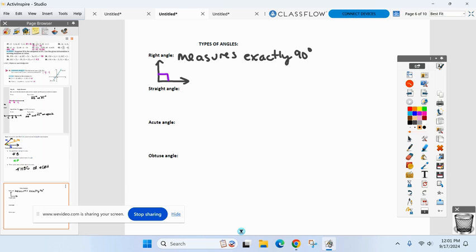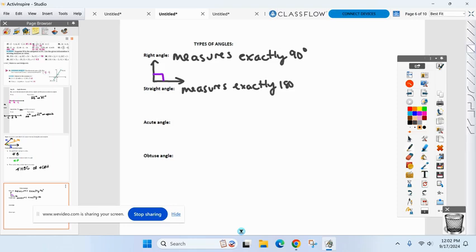A straight angle measures 180, and we haven't been calling it a straight angle since day 2. What we've been calling it? A line. Yeah, a line is a straight angle. Yep. It measures exactly 180. And yep, that is a line. Another name for a line.